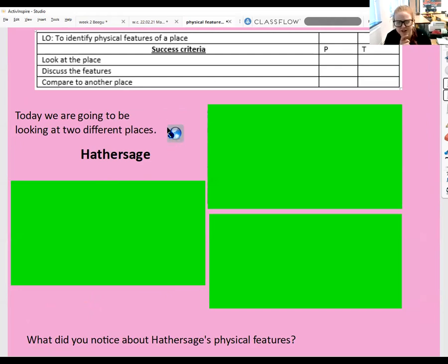physical features. What's a physical feature again? Who can remind me? What's a physical feature? It is something that would exist if there were no people about. So it's natural. It would be there if there was no people and no one made it. So let's look at this video and see what physical features we can spot and compare it to other places.